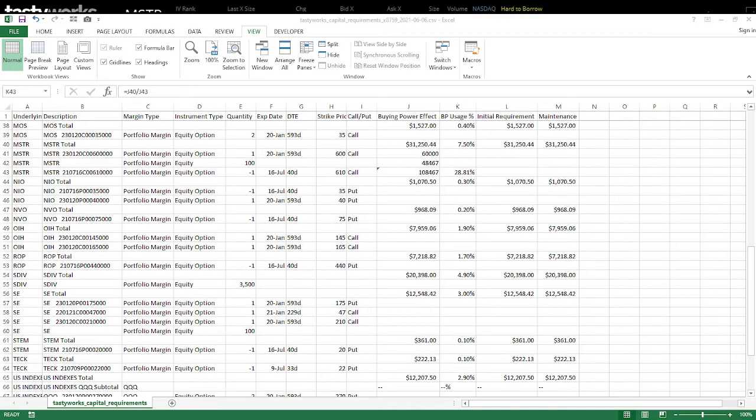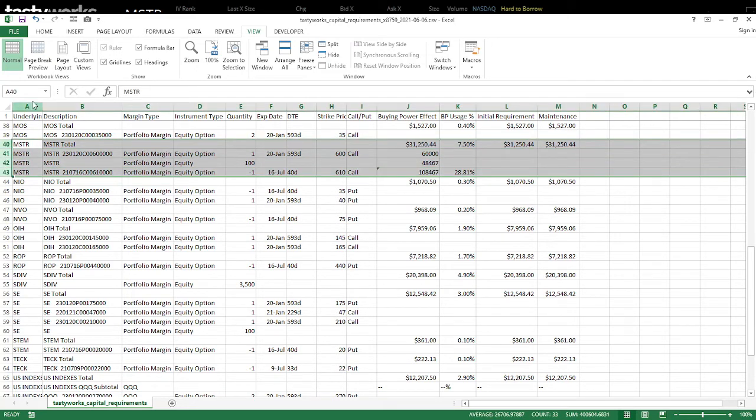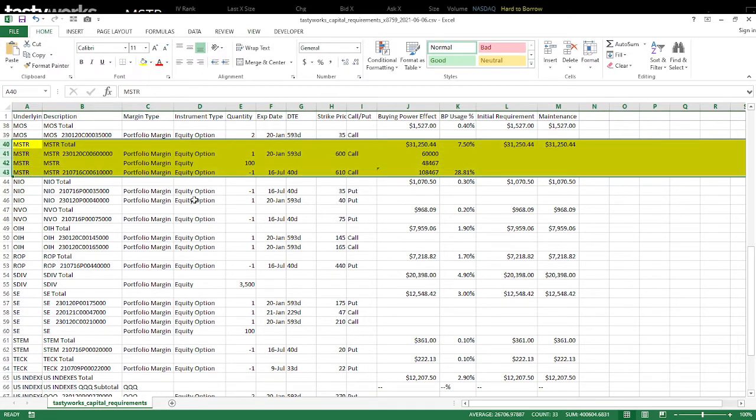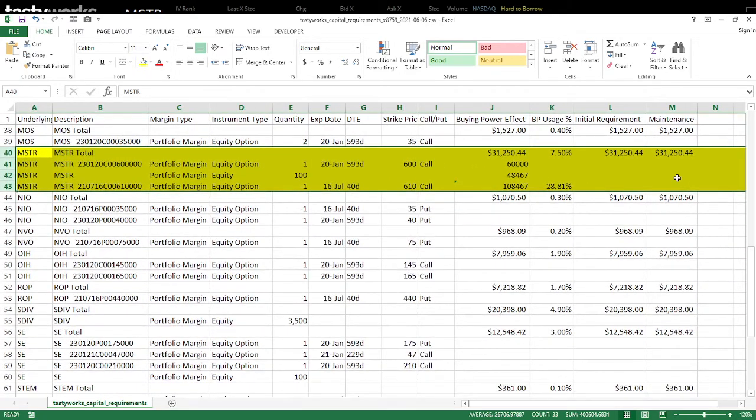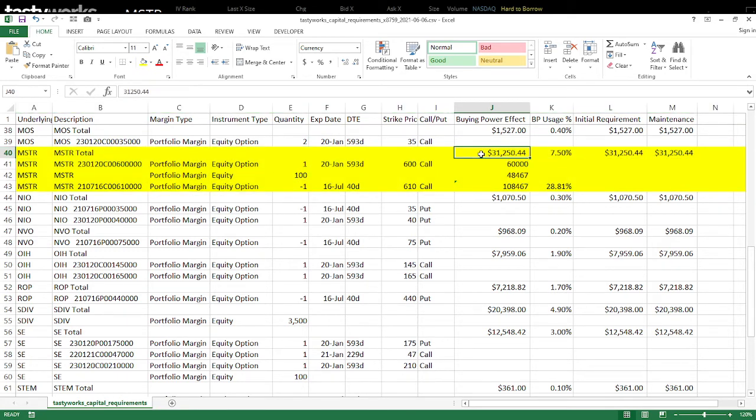As you can see on the screen, maybe I'll also highlight it so it's easier for you guys to see. I have a bunch of positions here, but let's highlight the MSTR, because I think that'll be helpful for some people. And let me see if I can make it a little bit bigger, but maybe not too big, because I want people to see what I'm thinking and what I'm going through right now. Right now, the buying power effect for this whole position is $31,000. That means I have to hold at the very least $31,250.44 to maintain my positions.